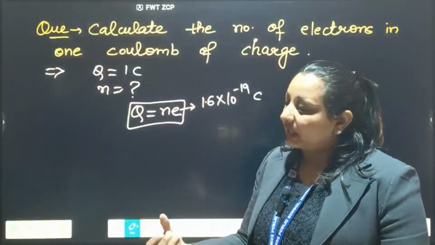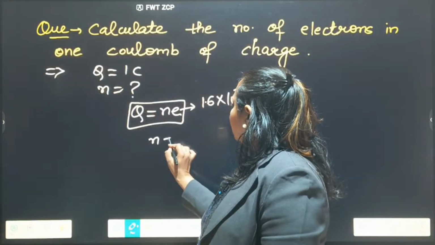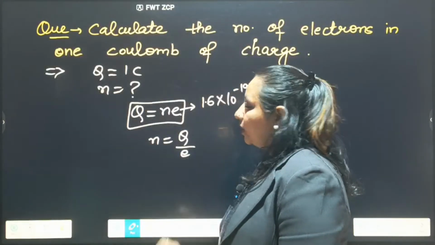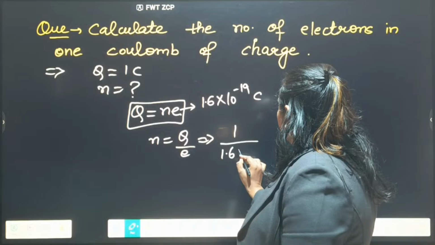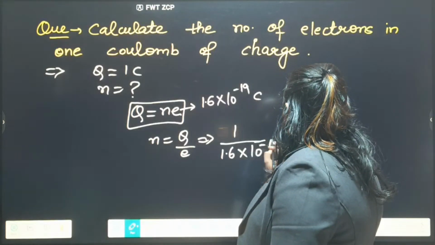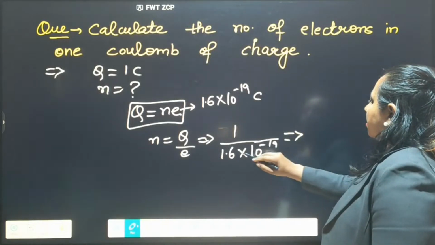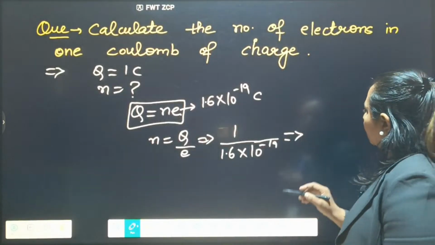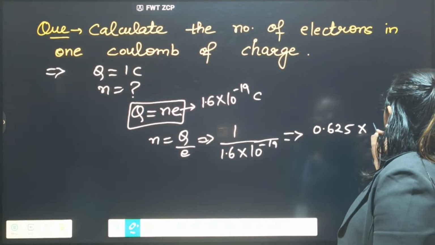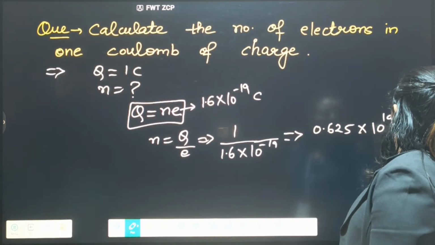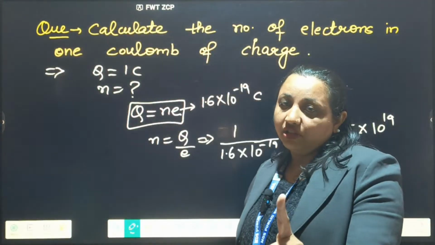तो e की वैल्यू हमें पता है, हमें चार्ज गिवन है 1 कूलम, हमें n फाइंड करना है. तो rearrange it. n कैसे होगा, charge per unit e. तो चार्ज हमारा है 1 कूलम, e की वैल्यू put कर देंगे 1.6 into 10 raised to the power minus 19. So this goes up, इसको divide होगे तो 0.625 into 10 और 16, तो 0.625 into 10 raised to the power plus 19. This is the number of electrons in 1 coulomb of charge, right?